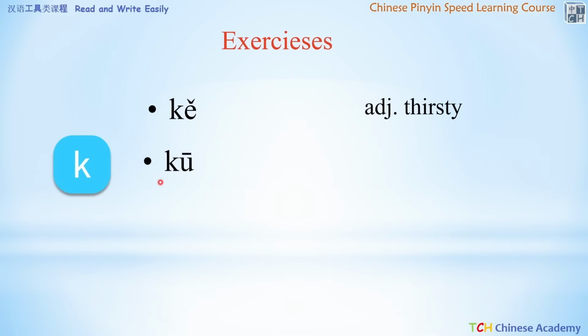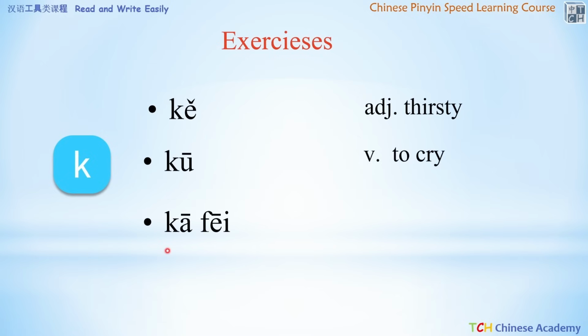And K, this letter U is pronounced u with the first tone, flat. So K, U, ku, 哭. That means to cry.